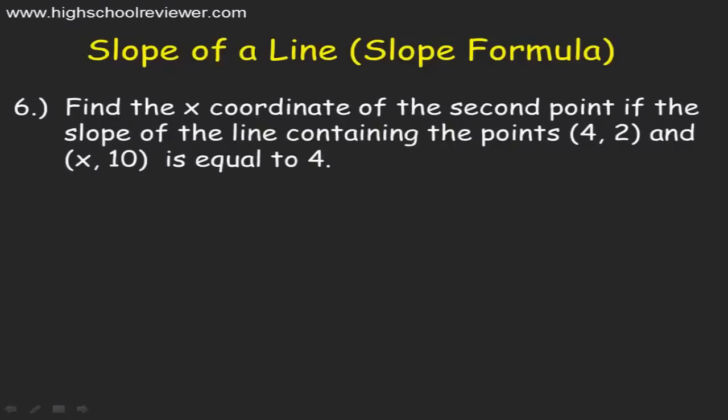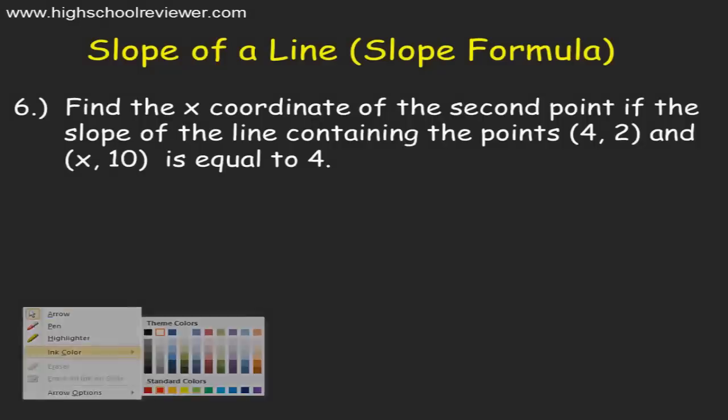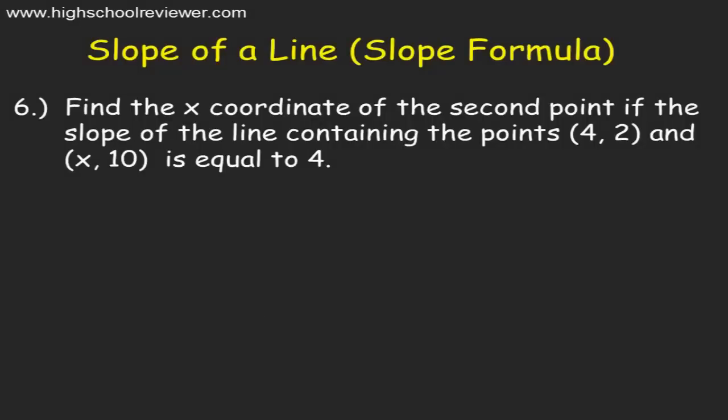Problem number 6. Find the x-coordinate of the second point if the slope of the line containing the points 4 and 2 and x and 10 is equal to 4. Okay, so we have here 2 points and a slope. Let's call this point 1. So our point 1, we have positive 4 and positive 2. For point 2, we have x, which is the unknown, and positive 10.